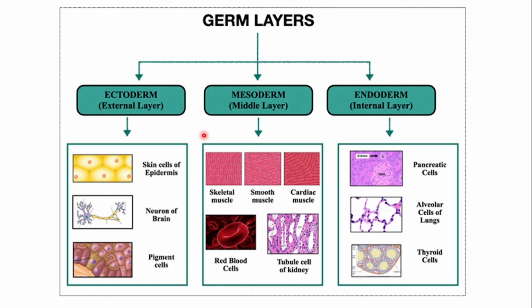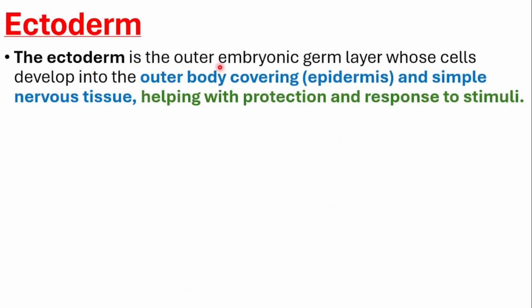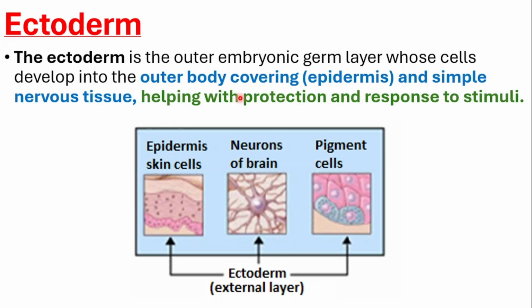Okay, so let's officially define ectoderm. The ectoderm is the outer embryonic germ layer whose cells develop into the outer body covering, the epidermis, and simple nervous tissue, helping with protection and response to stimuli. So when you think about the ectoderm, think about it as a germ layer that is going to develop into the skin, that's going to develop into nervous tissue, that is going to help with protection and response to stimuli.